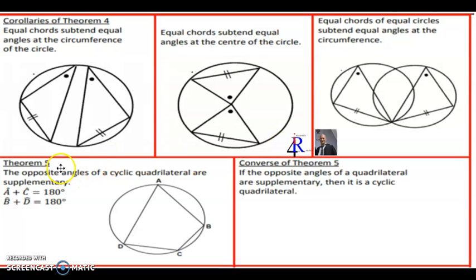Theorem 5. The opposite angles of a cyclic quadrilateral are supplementary, meaning A plus C will add up to 180 degrees, as well as D plus B will be equal to 180 degrees. The converse theorem: if the opposite angles of a quadrilateral are supplementary, then that quadrilateral is a cyclic quad.